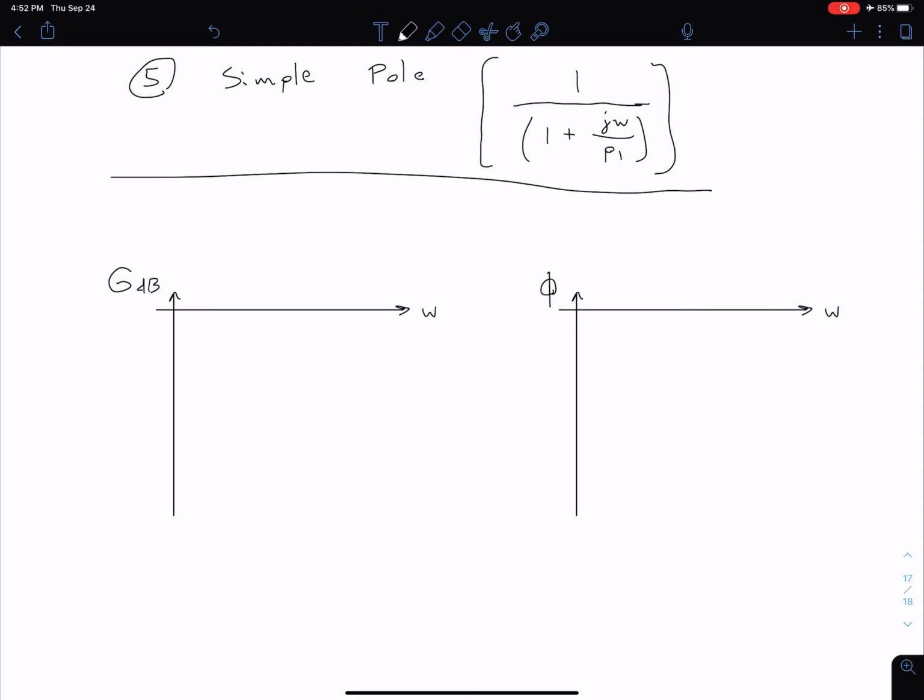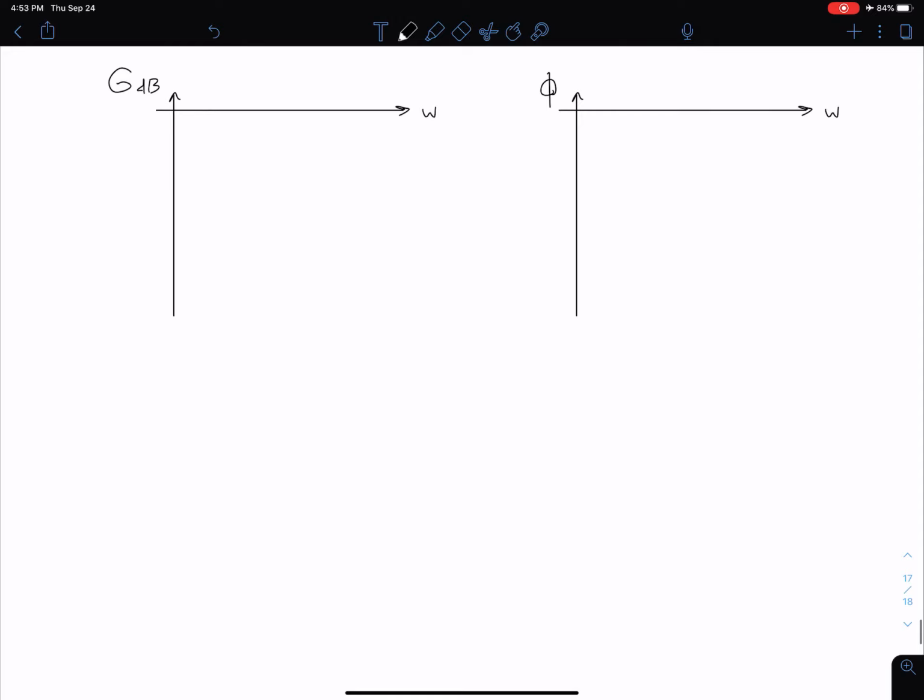So next on our list of possible terms is our simple pole. So we see this is very similar to our simple zero, it's just that now this term is in the denominator of our transfer function. So again, our ultimate goal here is to get our gain and our phase plotted against our frequency. But first, let's take a closer look at getting the magnitude and phase of this transfer function.